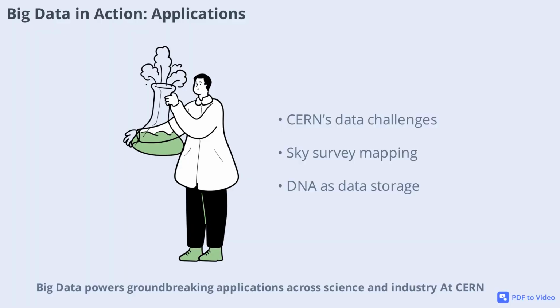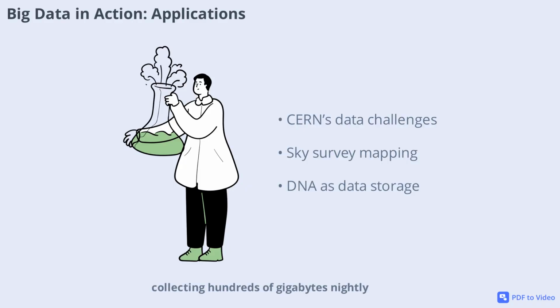At CERN, high-energy physics experiments generate 50 petabytes of data annually, requiring sophisticated filtering and storage strategies. The Sloan Digital Sky Survey has created the most detailed 3D map of the universe, collecting hundreds of gigabytes nightly. Even DNA and RNA technologies are now used for data storage and manipulation, blurring the lines between biology and computer science. These examples highlight the real-world impact and diversity of big data applications.